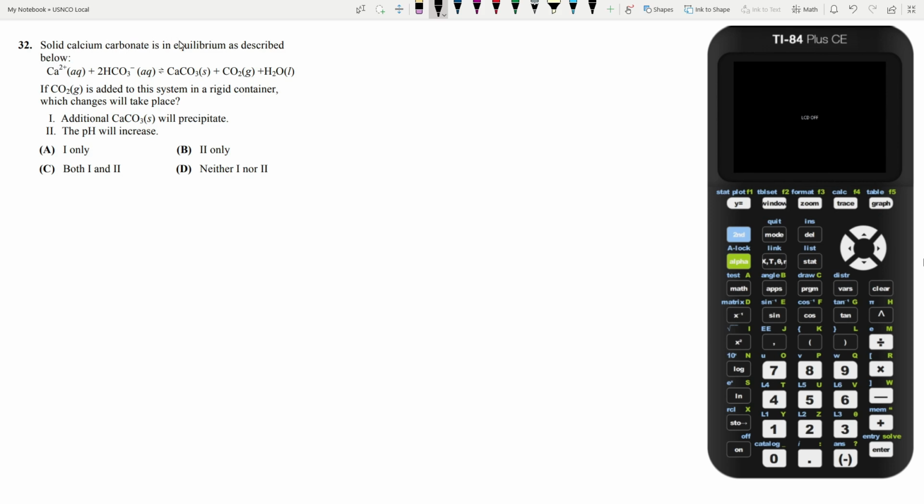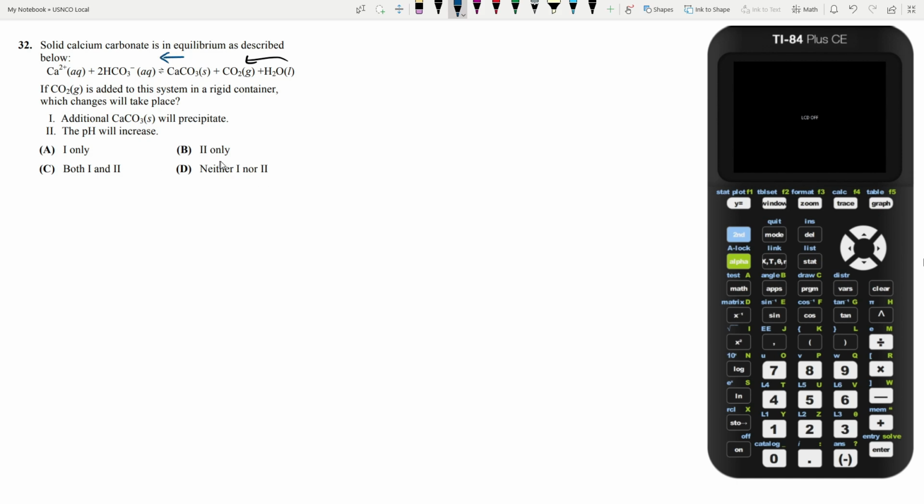Solid calcium carbonate is in equilibrium as described below. If CO2 gas is added to the system in a rigid container, what changes will take place? So we're given two options. One says additional calcium carbonate will precipitate, and two says that the pH will increase. So when we add carbon dioxide gas to the system, we're adding products, and the system is going to be like, well, I have too many products. How do I get rid of products? Well, it's going to increase the rate of the reverse reaction.